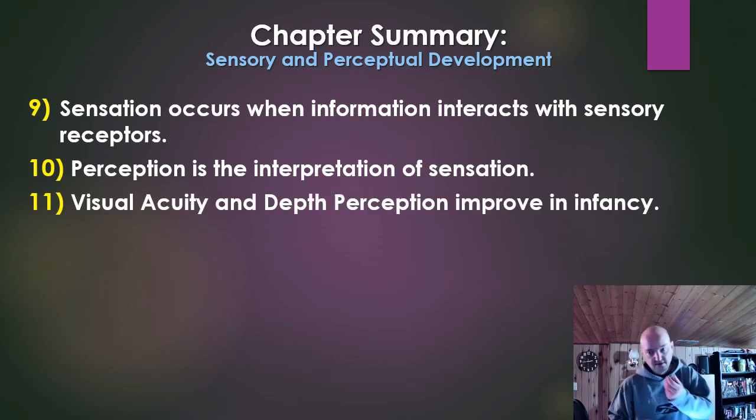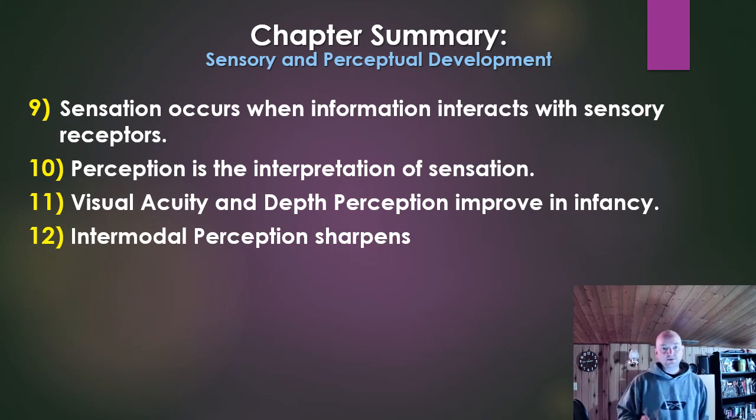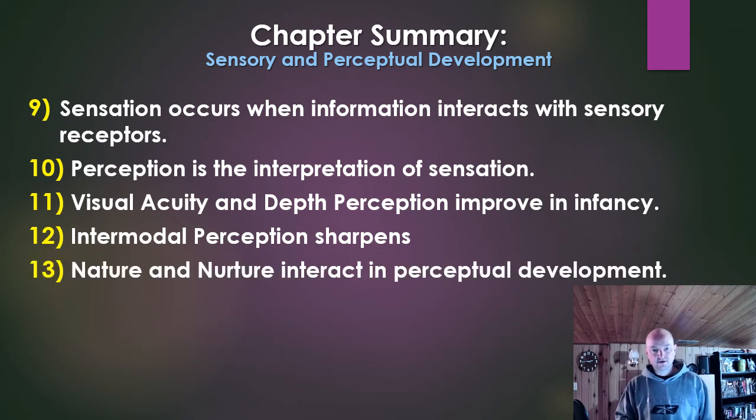Visual acuity or sharpness, depth perception improved throughout infancy. We talked about this idea of intermodal perception sharpening. As the child's getting older, their ability to combine their senses and their perception, so their ability to integrate basically sound, sight, and their different sensations into their perceptual read of their world gets stronger.